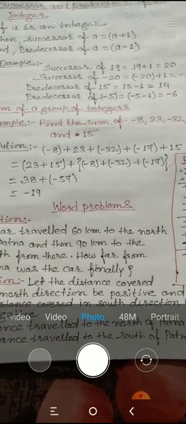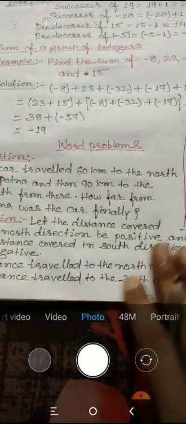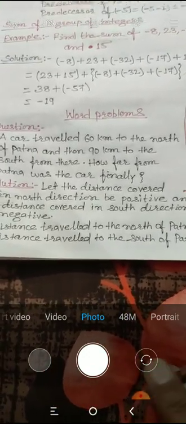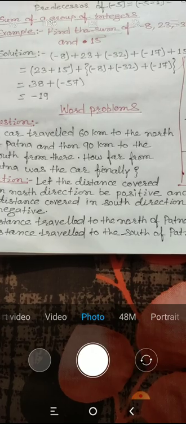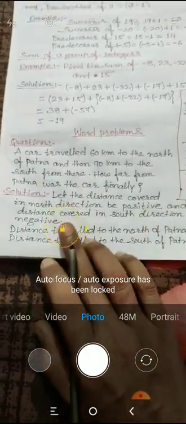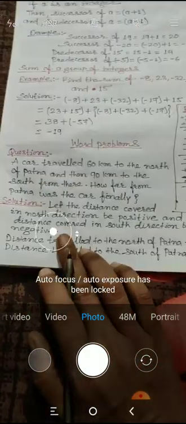So in this manner you can find the sum of a group of integers. Now dear students, I am going to explain some word problems based on addition of integers. Here I have taken two word problems, and the question is given here.